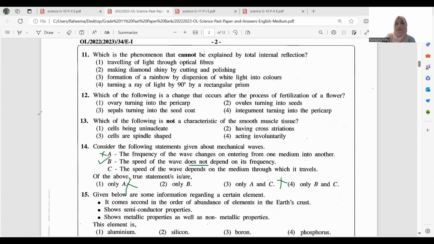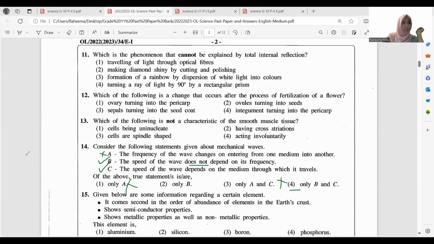The speed of the wave depends on the medium through which it travels. The main reason for refraction is that the speed of the wave changes in the medium. So when a light ray travels in different mediums, the speed of the light wave changes. That's why it refracts. So for refraction, the main reason is the change in the speed of the wave. So actually this sentence is also correct. So here we come to the final answer: only B and C. We have two correct statements there.